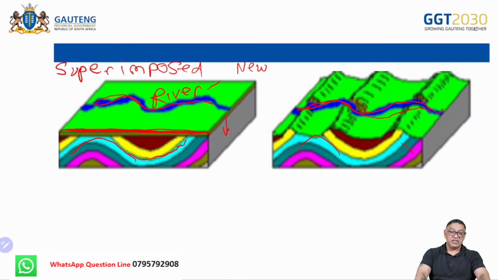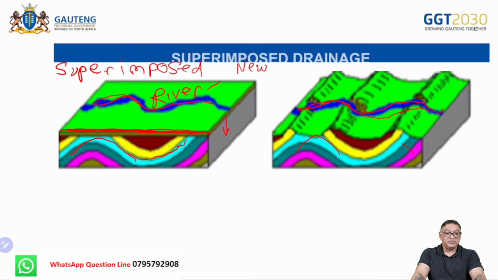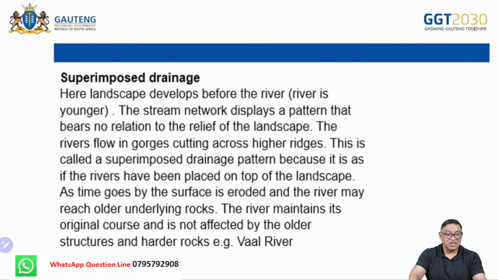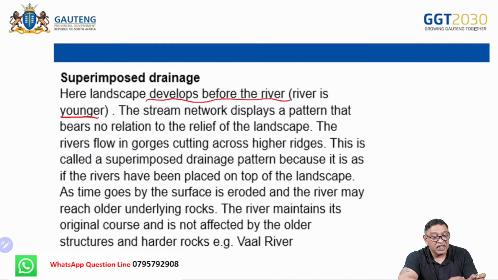So two things. The landscape formed by deposition. The river formed after the landscape. The river is new. The river erodes through the layers. It erodes through the ridges, as indicated here, and maintains its shape. Okay, direction. Simply as that. So look at it. Landscape develops before the river. River is younger. The stream network displays the pattern that bears no relation to the landscape.